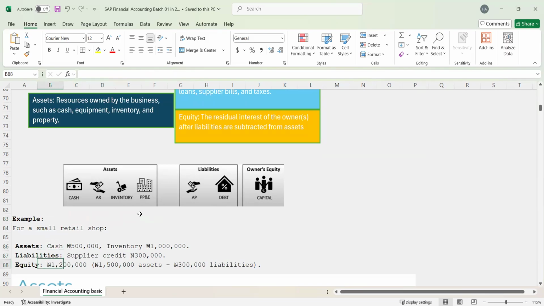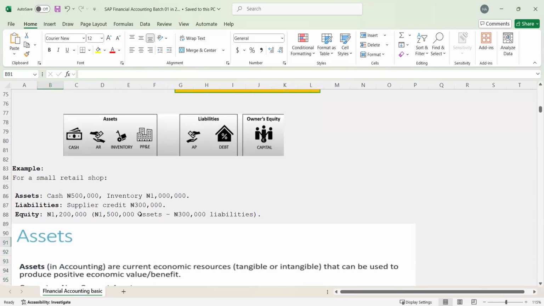So for example, a small retail shop. I want to depict something here. They have an asset: cash of 500,000 naira, and they have inventory items. Madam Ganiana has machines, maybe a sewing machine and another machine, and the worth of those machines is 1 million naira. Now she also has a liability to pay. Maybe she has vendors she needs to pay 300,000 for supplying her some fabrics. So she needs to pay them.